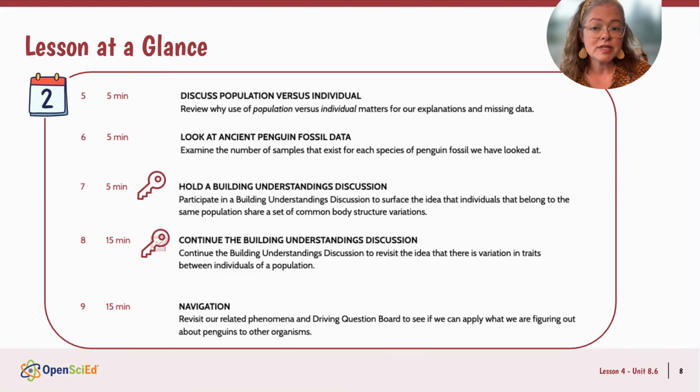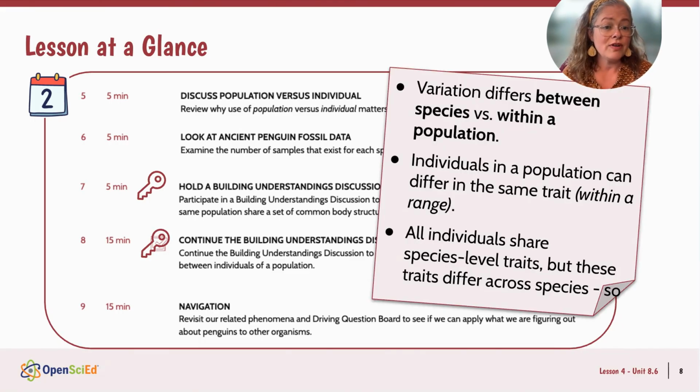We continue to use discussion and individual think time to consider patterns in the data and determine where we need to go next. From that, we figure out variation differs between species versus within a population. Individuals in a population can differ in the same trait within a range, and all individuals share species-level traits, but those traits differ across species.